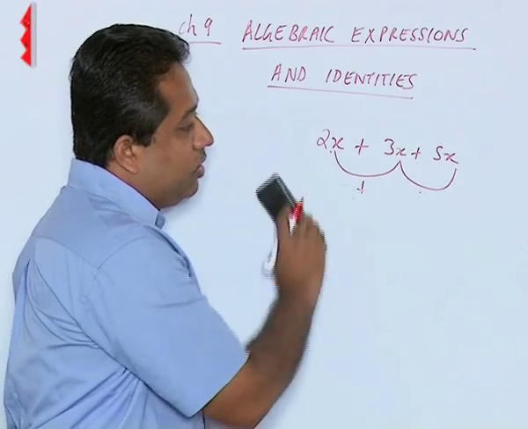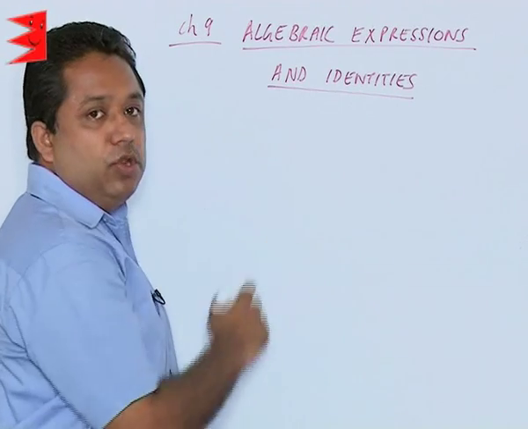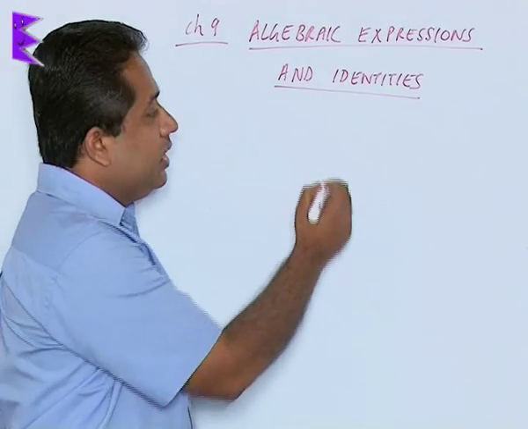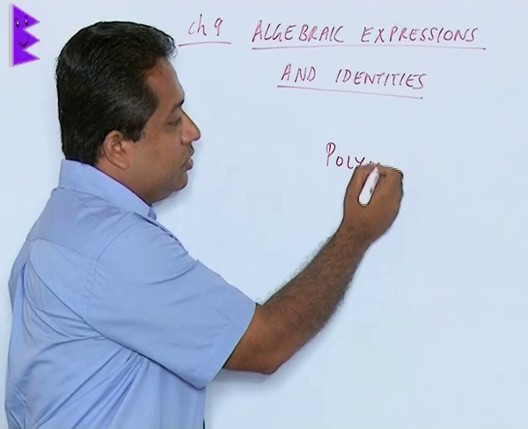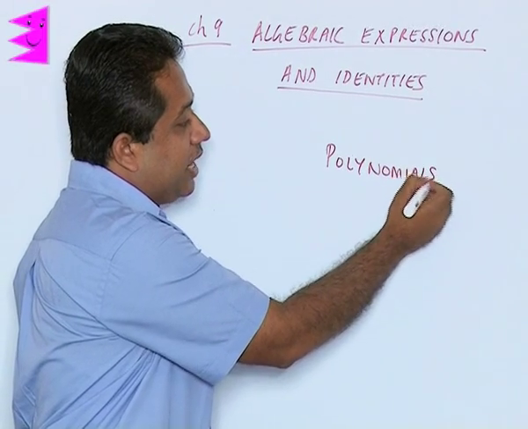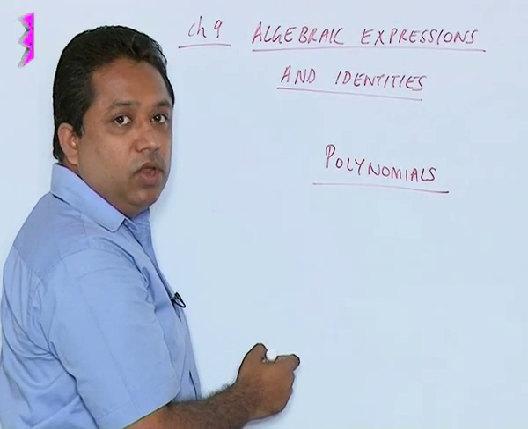So, we can find out expressions as monomial, binomial and trinomial and all these come under polynomials. So, polynomials can be monomial, can be binomial or trinomial.